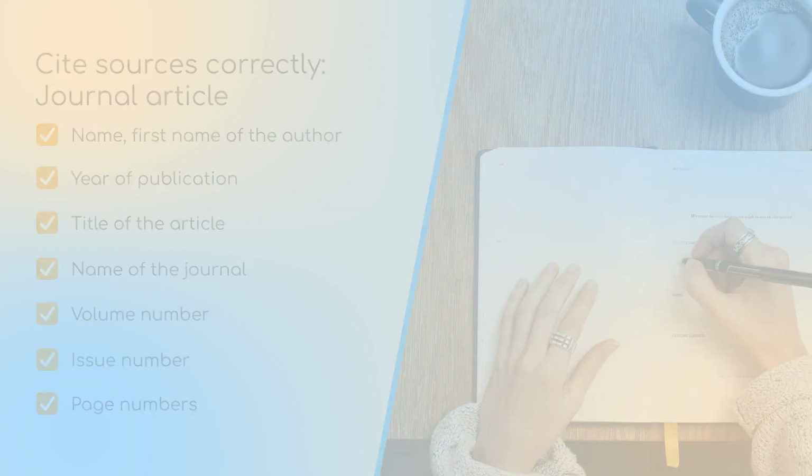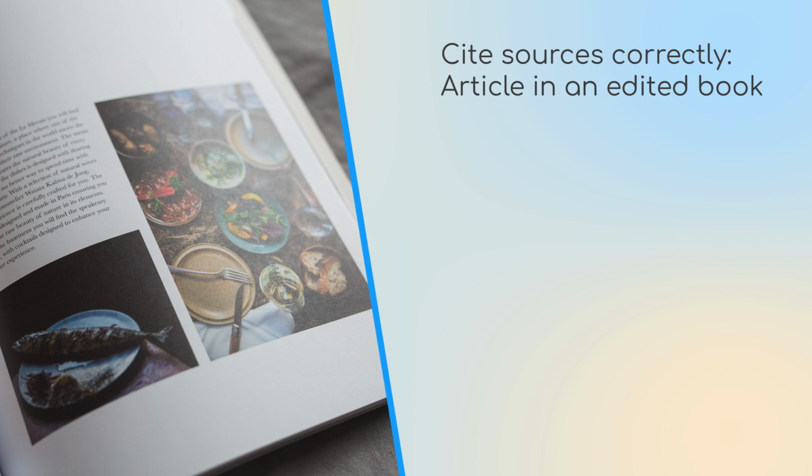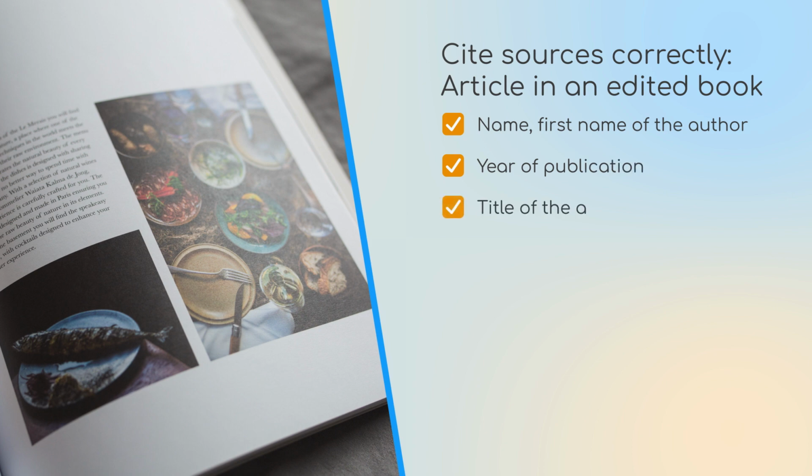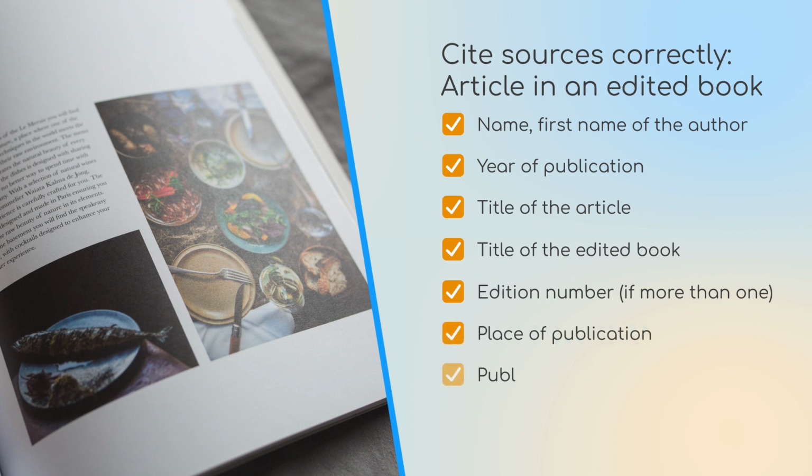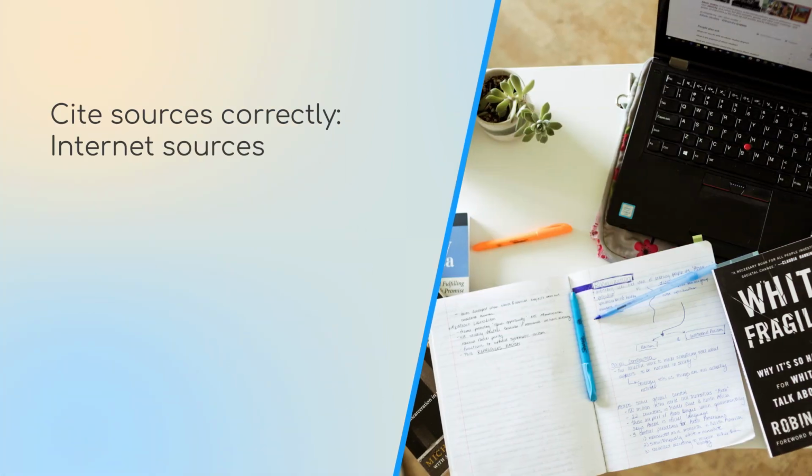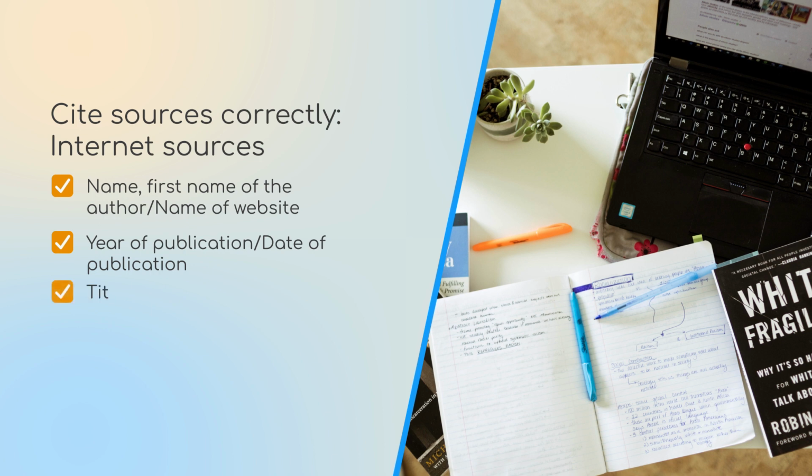article in the journal. If you want to list articles from edited books, you must include the following information: the author's last name and first name, the year of publication, the title of the article, the title of the edited book, if necessary the edition number, the place of publication, optionally the publisher, and the page numbers of the article in the edited book. Finally, in the case of internet sources, the following information is relevant: the surname and first name of the author or the name of the website, the year or date of publication, the title of the source, the URL, and the date of retrieval, including the day, month and year. Depending on the type of internet source, other information may be added, such as the name of the blog in the case of a blog article.